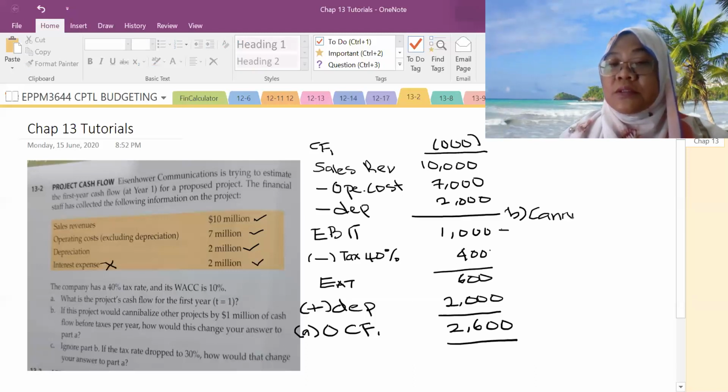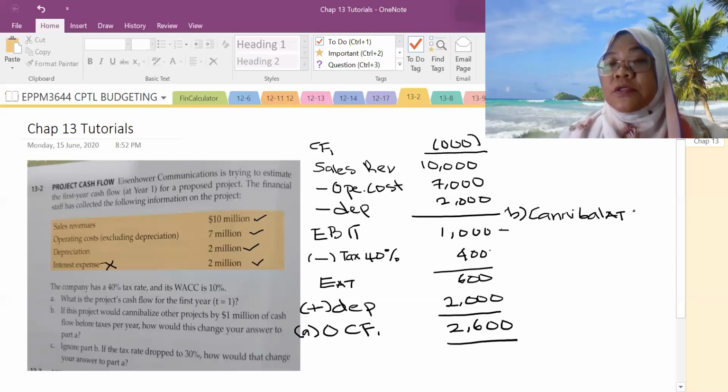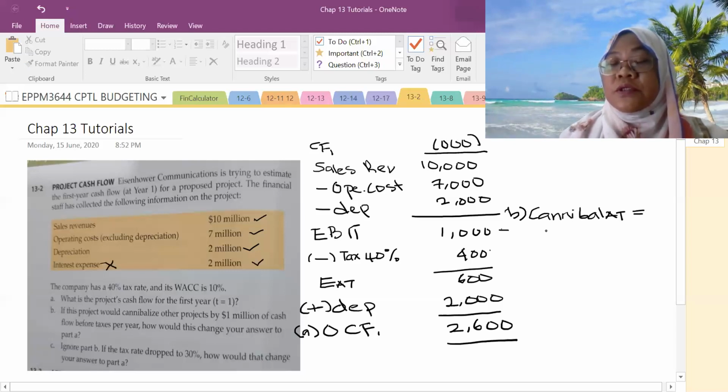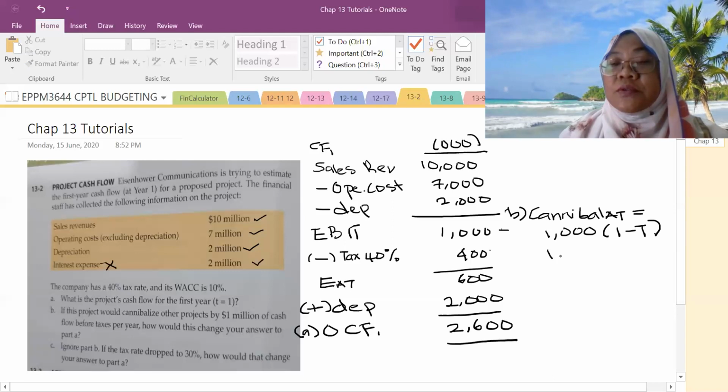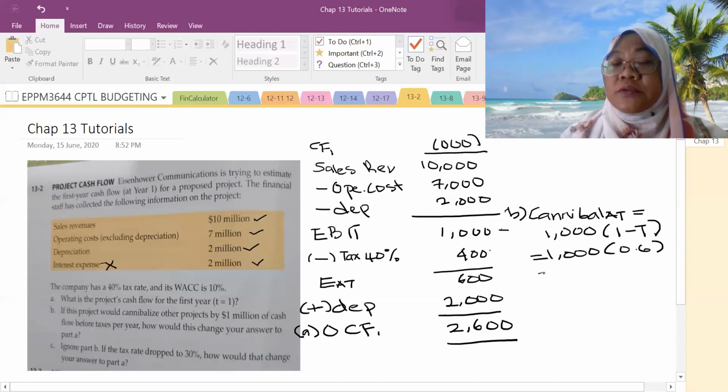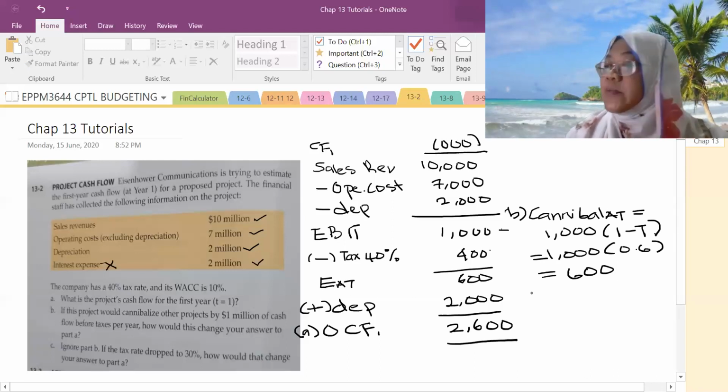Cannibal, after tax. Right? So what you do here is just take the 1 million in thousand, and then times 1 minus T untuk dapatkan after tax. Okay? So that will give you 1000 times 0.6 or 600. And then notice sebab yang ini adalah cannibal, right?